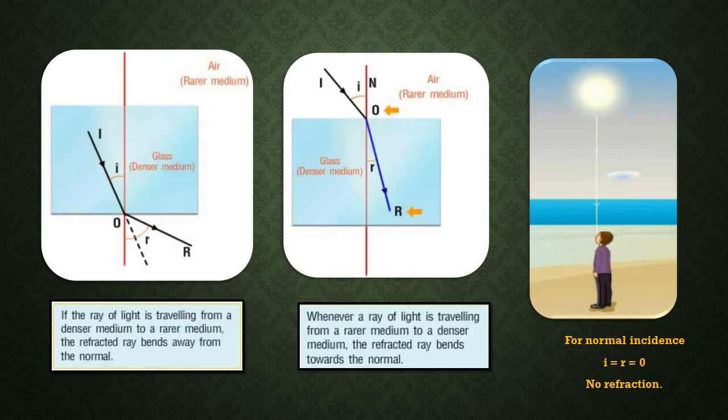One more situation where there is no refraction is when the two media have the same refractive index. In that situation, there will be no bending of light. If the light is not bending, then there is no refraction. In that situation also, you can say the refraction is not taking place. Now this was all about the refraction of light.